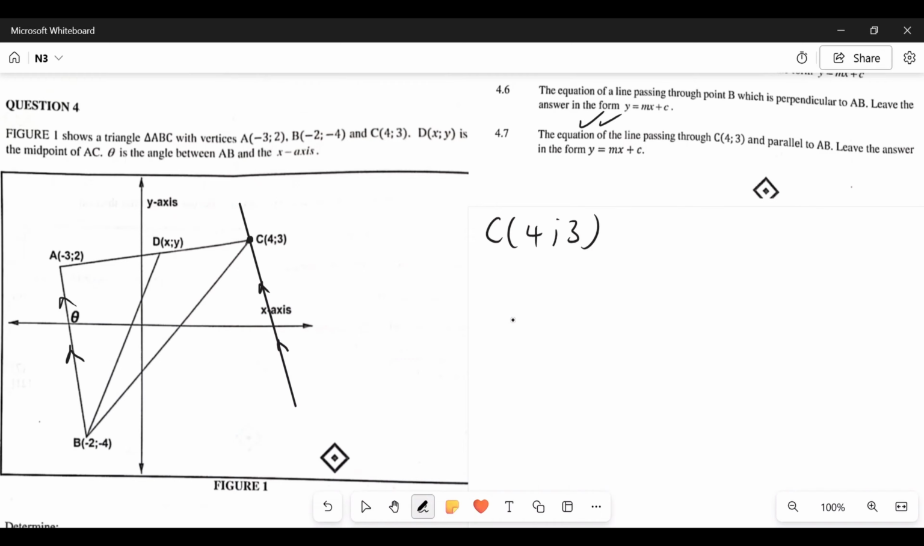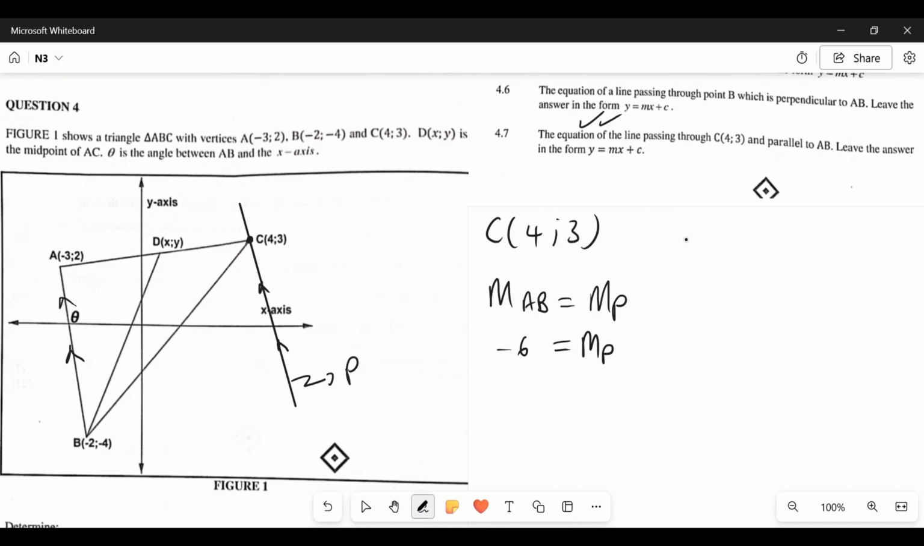Now something that you need to know about the parallel line is the following: when lines are parallel to each other, it means that their gradients are equal. So let's call this line P. There we go. So we can say the gradient of AB is equal to the gradient of the new line, which is P there, right? So we calculated the gradient of AB earlier, so we know that the gradient of AB is -6. There we go, meaning our gradient for the new line, which is P, is going to be -6. So we are fine there.